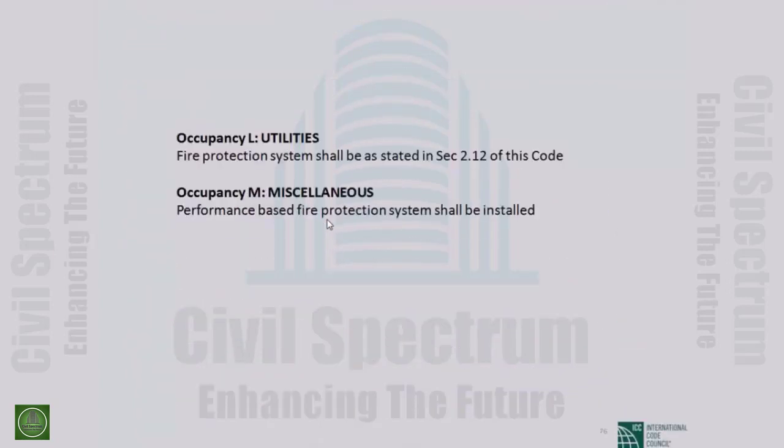For occupancy utilities and miscellaneous, you have to go straight to NFPA, because that will be performance based and the type of building is different. Everything is different, so you have to go to the NFPA.